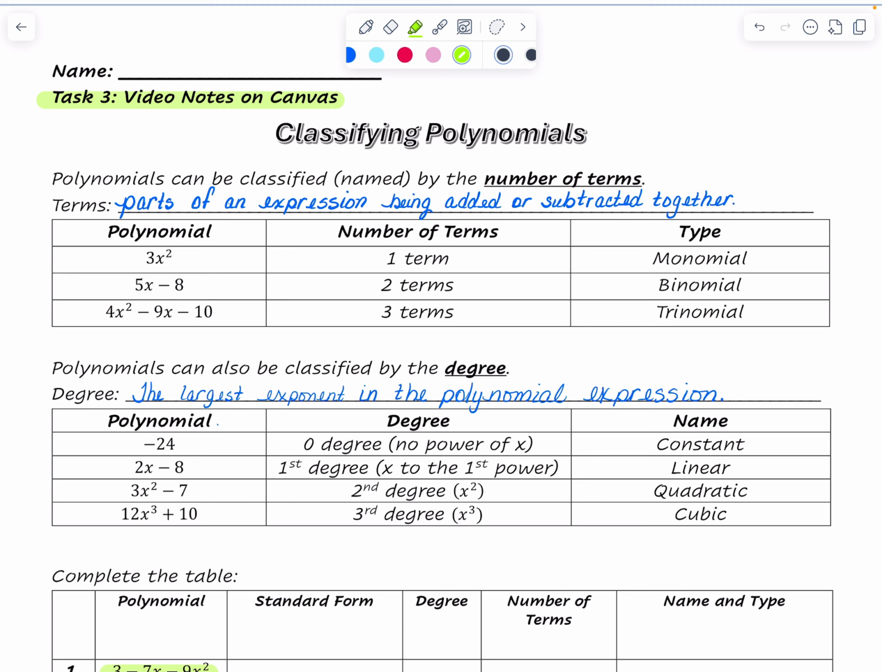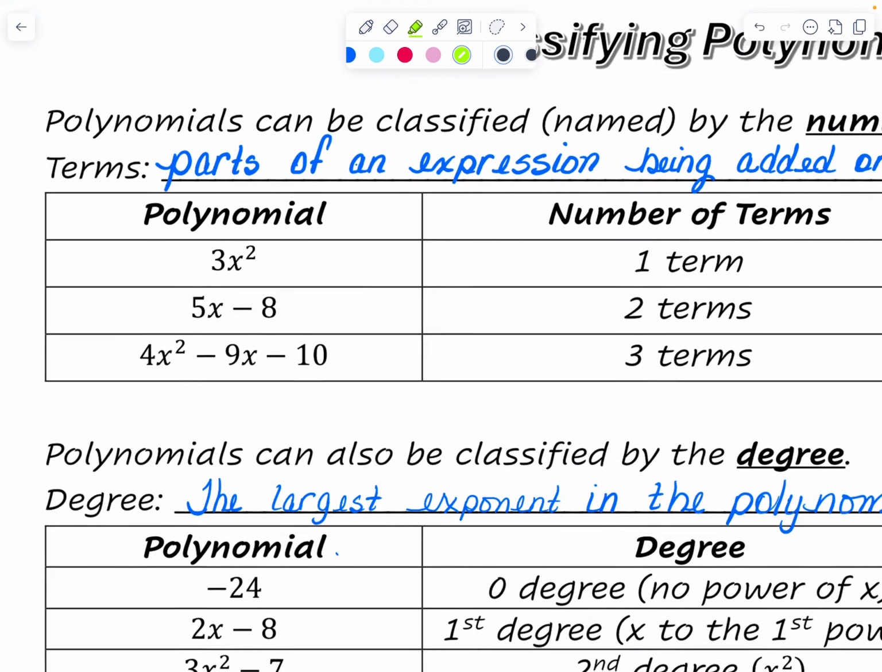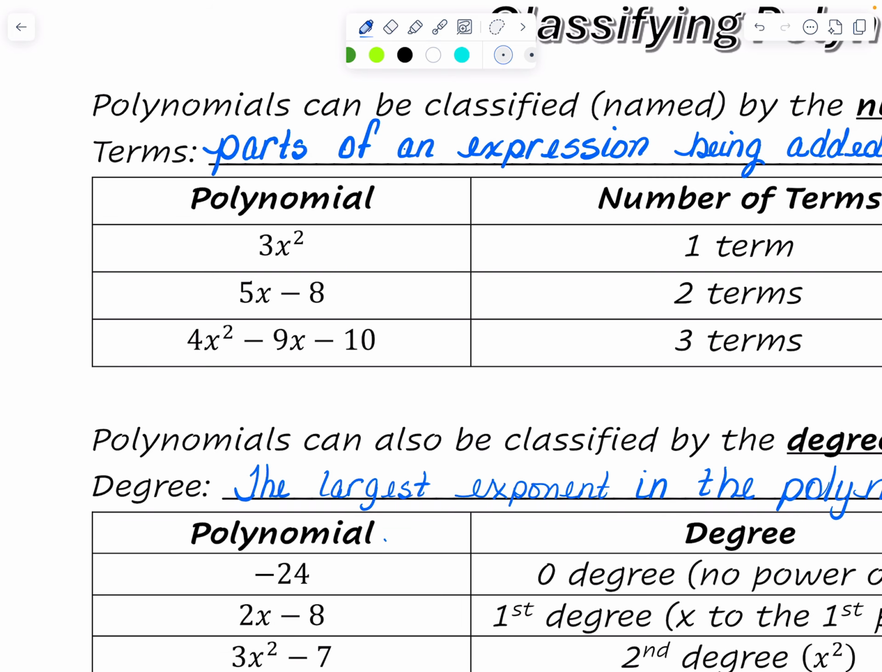So what's a term? If we look back at your definitions, it should say that terms are parts of an expression that are being added or subtracted together. Okay, so you're looking for a plus or you're looking for a minus. Now remember that every number has a sign in front of it. If they don't give us a sign, then that sign is a positive sign. So this is positive 3x squared. Okay, we don't write that positive there because it's understood.